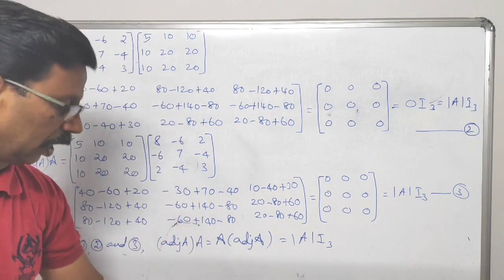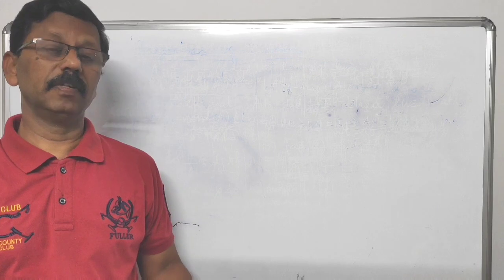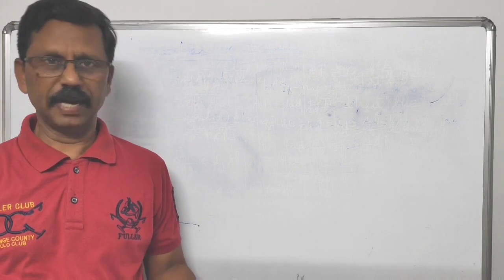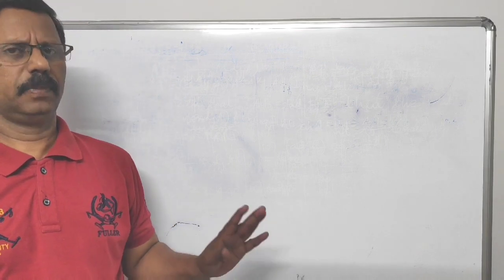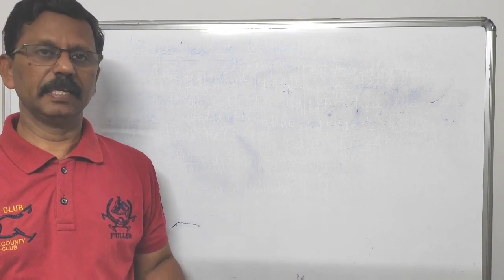Today we have seen the properties of adjoint with the help of 2 by 2 and 3 by 3 matrices. The same thing you have to practice for the problems which are given in the material. Please do practice, and if you have any doubt you can call me anytime.